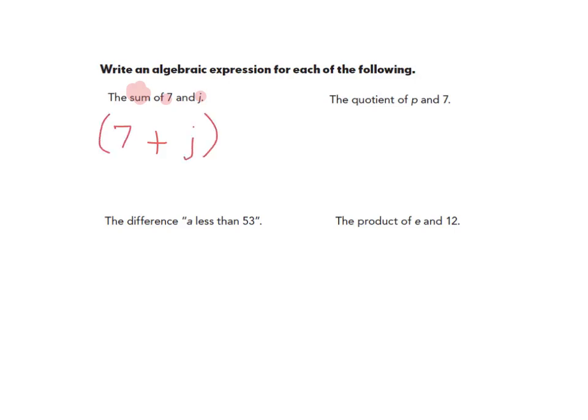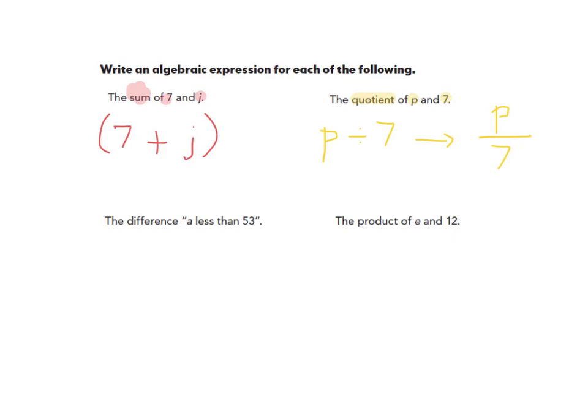That is the expression. If I look at the next one, it says the quotient of p and 7. Now normally we write it like this, and that's not wrong, but we're getting more towards doing this when we talk about division, because fractions are division and divisions are fractions. It's just a little bit easier, especially when we move on to evaluating.